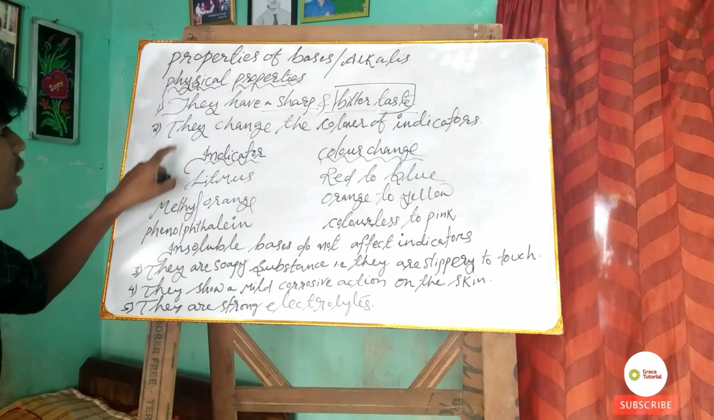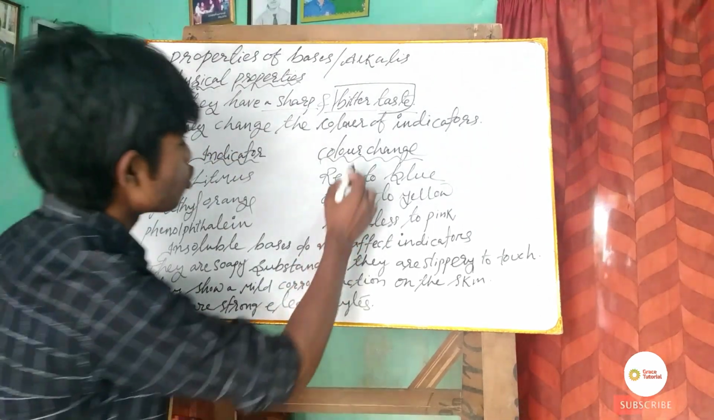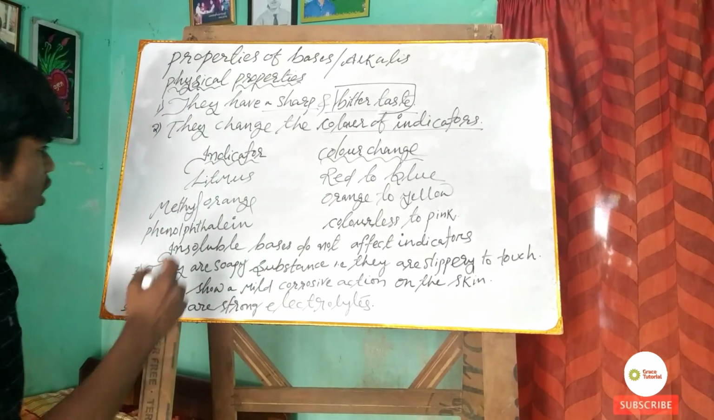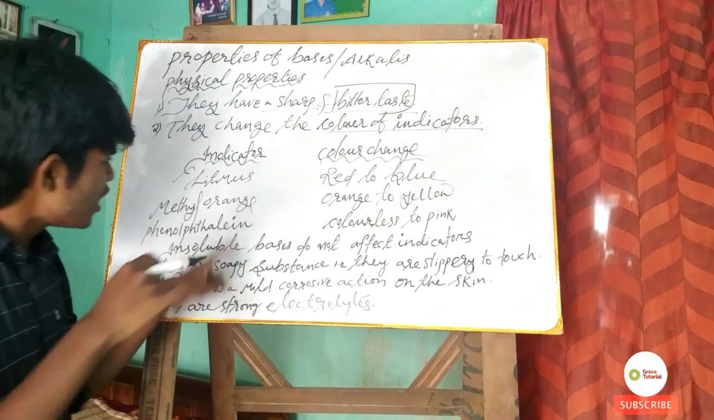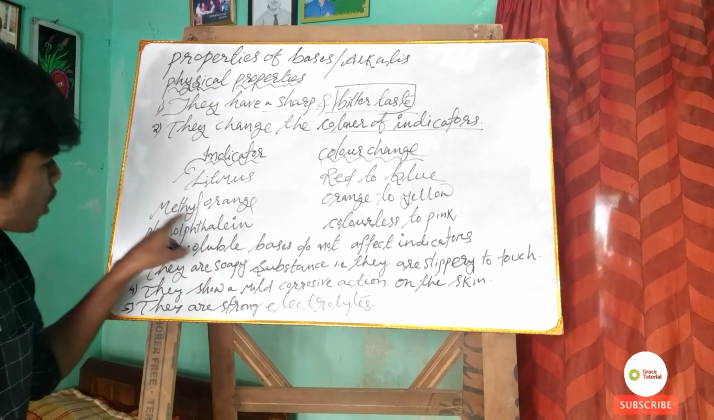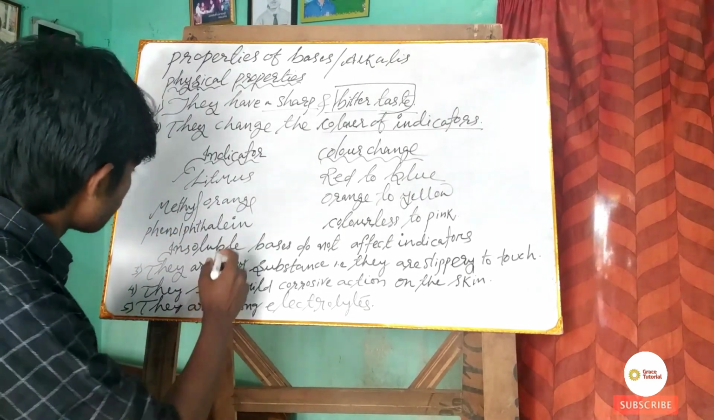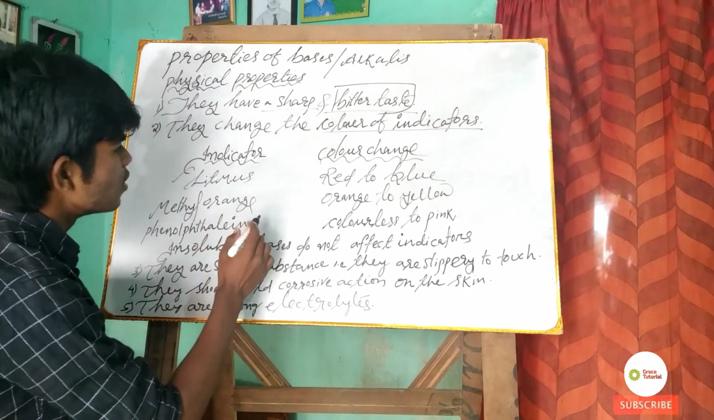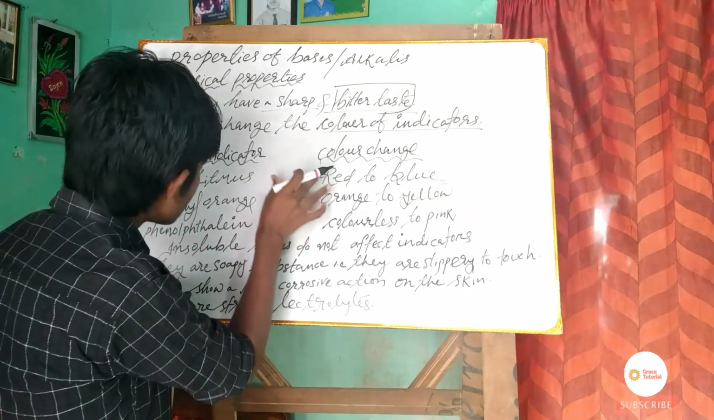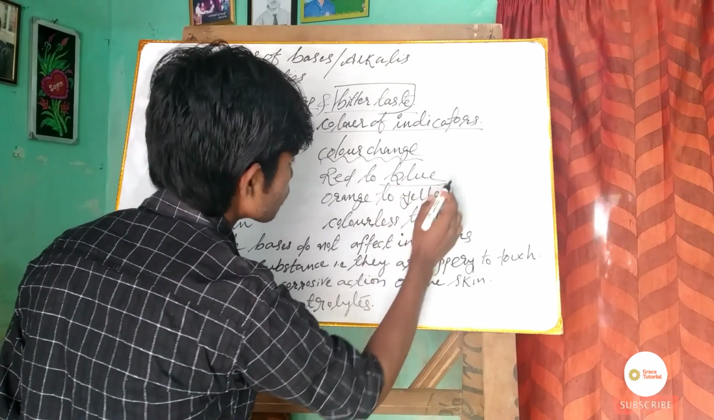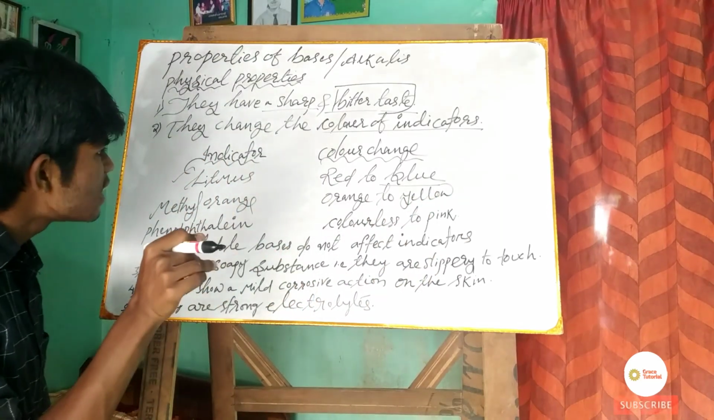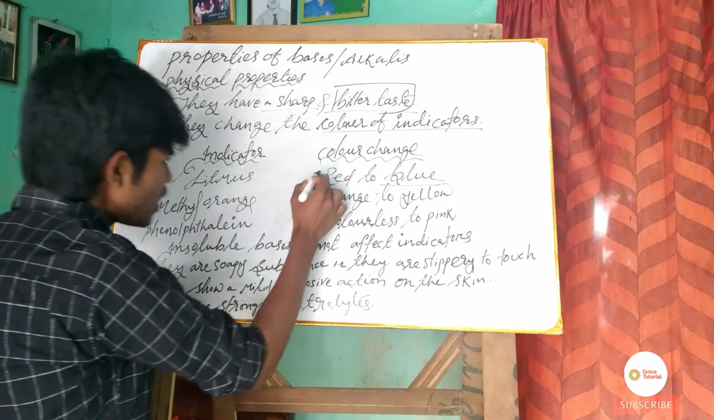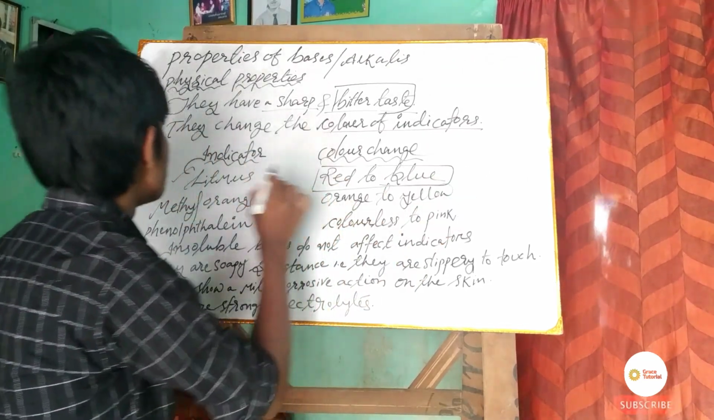Point number 2, they change the color of the indicators. Let us have a look at some of the indicators. Well, we have the various indicators like the litmus indicator, methyl orange indicator, phenolphthalein indicator, etc. What happens when a red litmus changes to the blue color? Then that substance is said to be a base. That means in case of a base, the red litmus will be changed to blue.